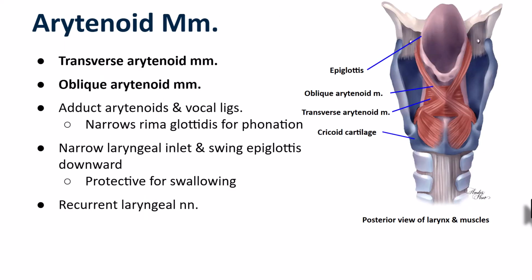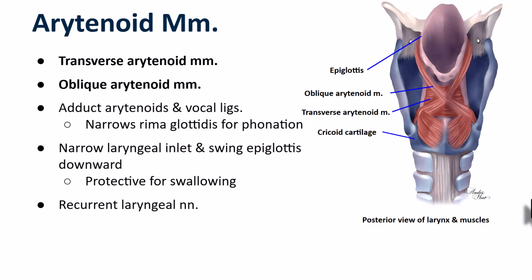Let's take a look at some of the arytenoid muscles in greater detail. So we're not talking about these. Those are the posterior cricoarytenoid muscles. We're talking about these. Those are the oblique arytenoids, and these, which are the transverse arytenoid muscles. So let me uncover those so that you can look at them while I talk about them. So the arytenoid muscles are going to adduct the arytenoid cartilages and, as a consequence, also adduct the vocal ligaments. So we are narrowing the rima glottidis, putting it in a position for phonation.